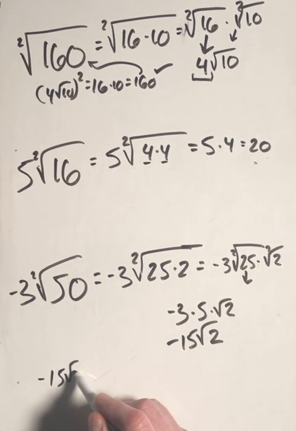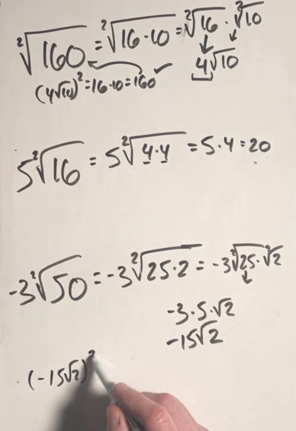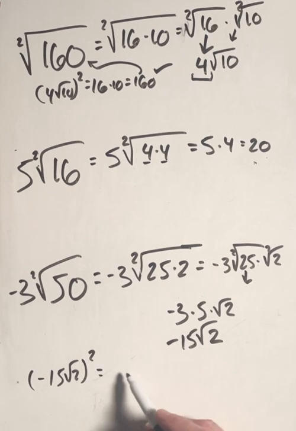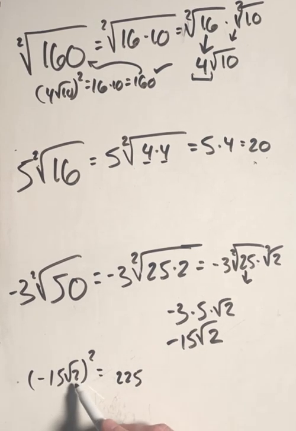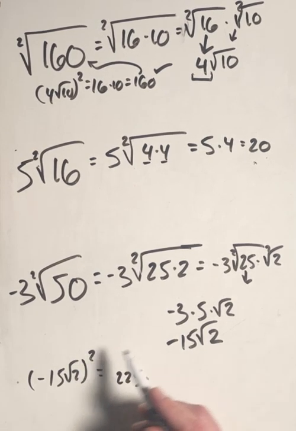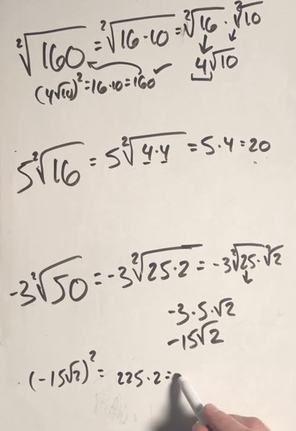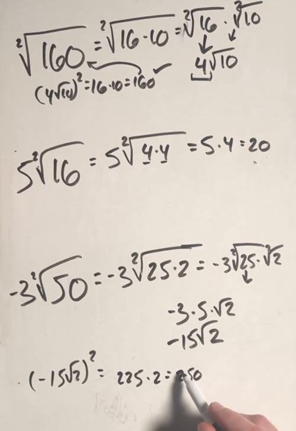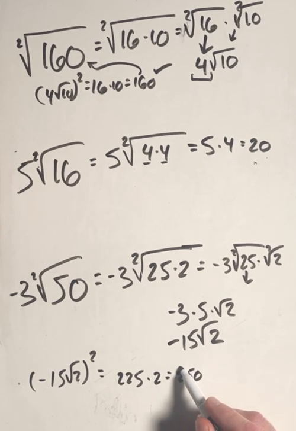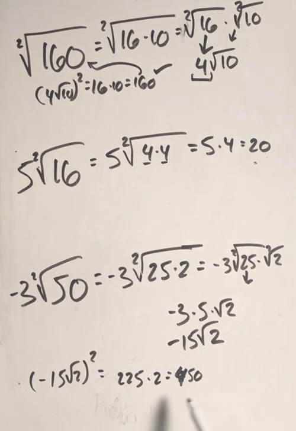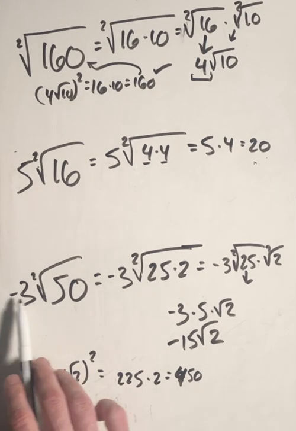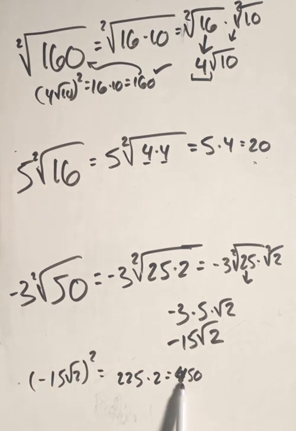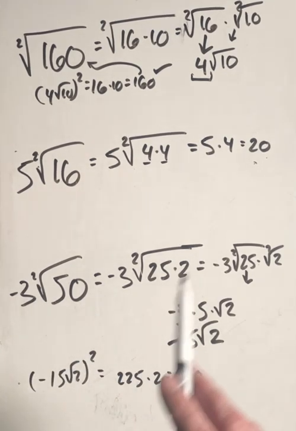If we had negative 15 times the square root of 2, and we squared that, negative 15 times negative 15 is positive 225. The square root of 2 squared would be 2. 225 times 2 would be 450. And if we take negative 3 squared, that would be 9. 9 times 50 would be 450. So all these check out as well.